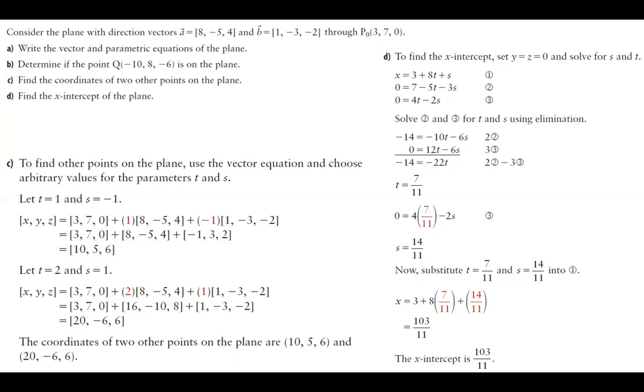Okay, in question D, to find the x-intercept, we can set the y and z coordinates to 0 and solve for s and t, right? That gives us t equals 7/11 and s equals 14/11. Then we can substitute t equals 7/11 and s equals 14/11 into equation number 1. That gives us x equals 103/11. Therefore, we know the x-intercept is 103/11, or the point 103/11, 0, 0.